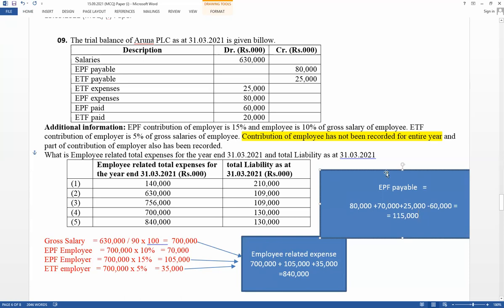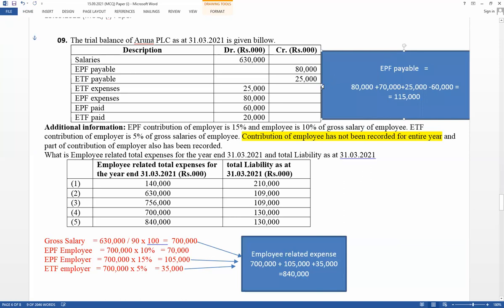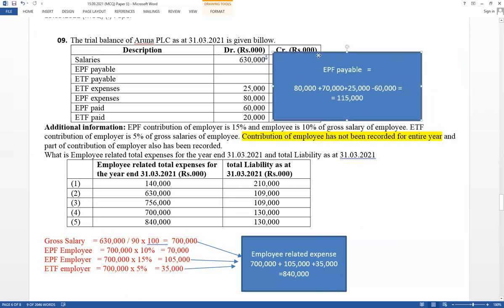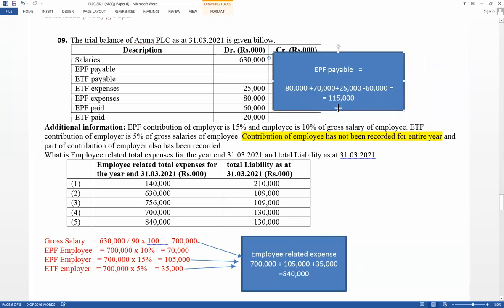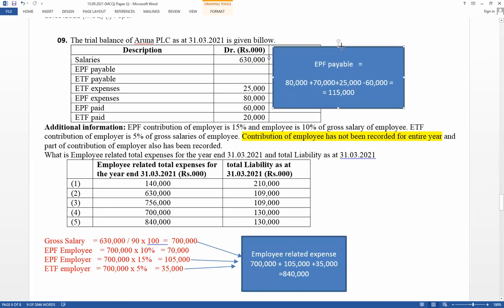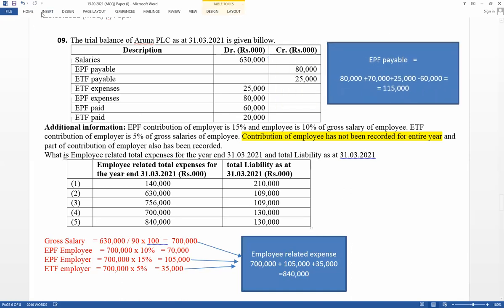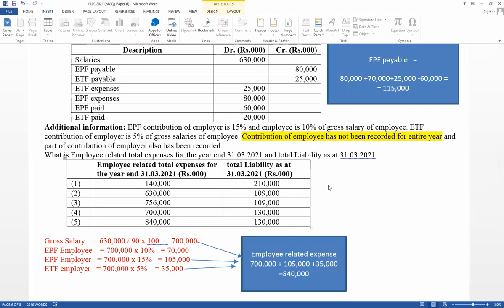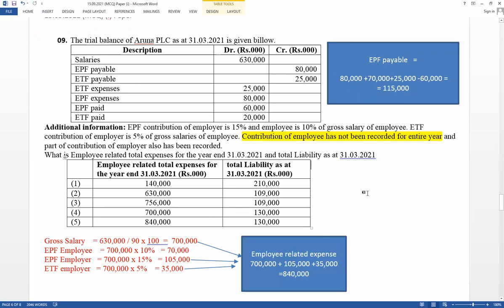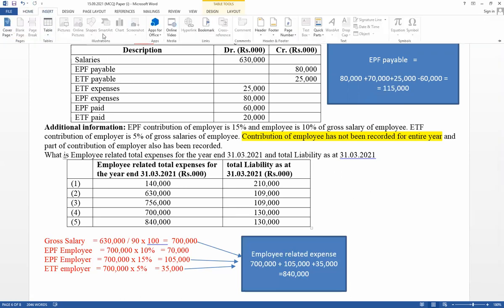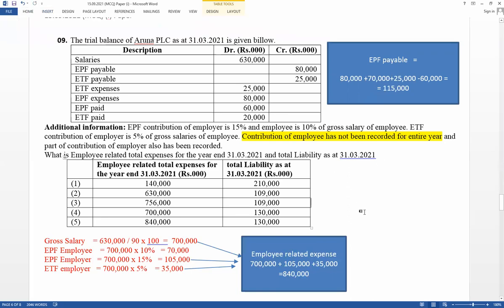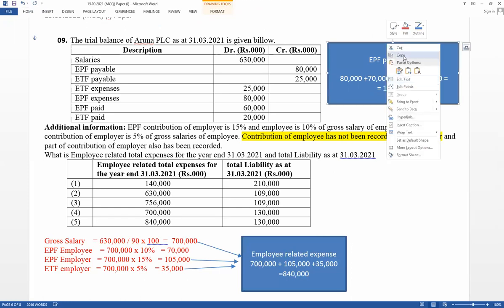ETF payable also you have to calculate. This is the total liability: this is the ETF payable, and the EPF payable. At the same time, try to calculate ETF payable also. As ETF payable, you have to consider.